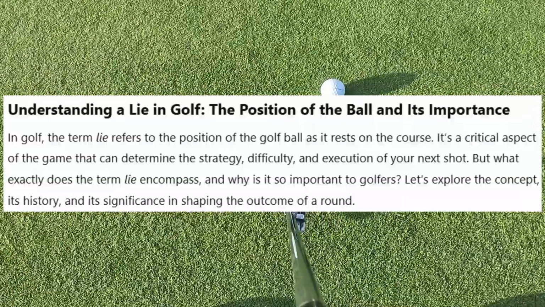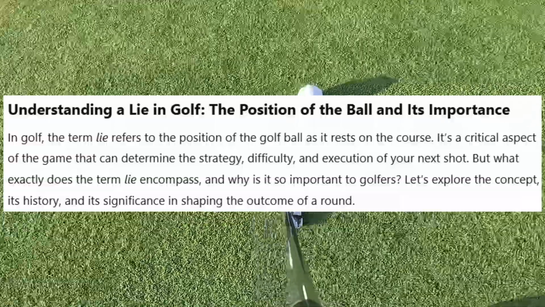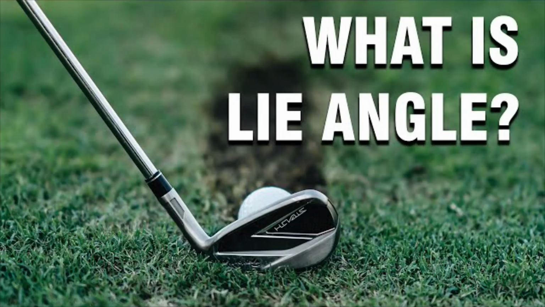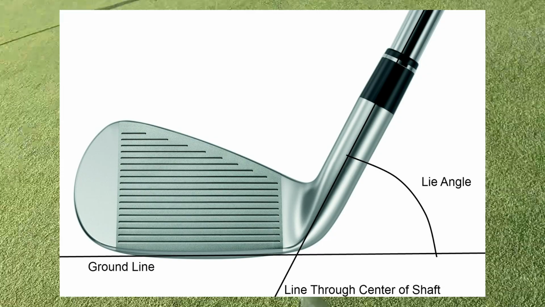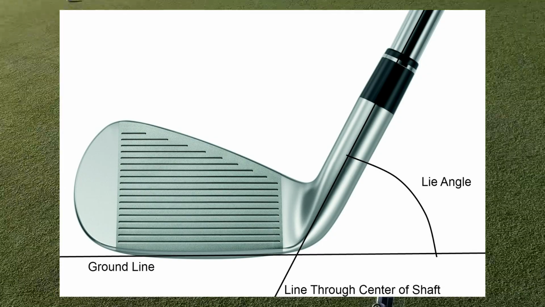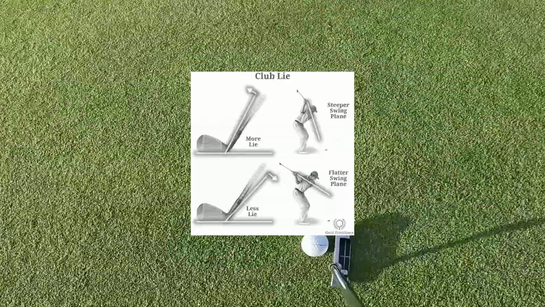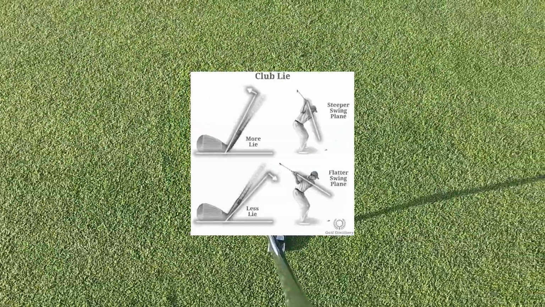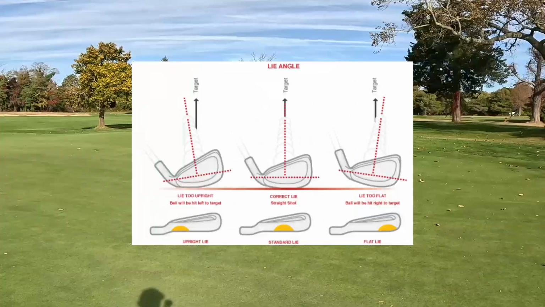Understanding lie in golf: the position of the ball and its importance. In golf, the term lie refers to the position of the golf ball as it rests on the course. It's a critical aspect of the game that can determine the strategy, difficulty, and execution of your next shot.